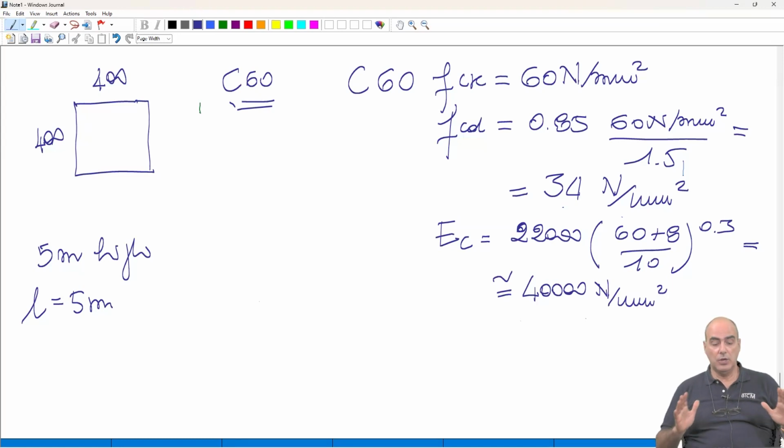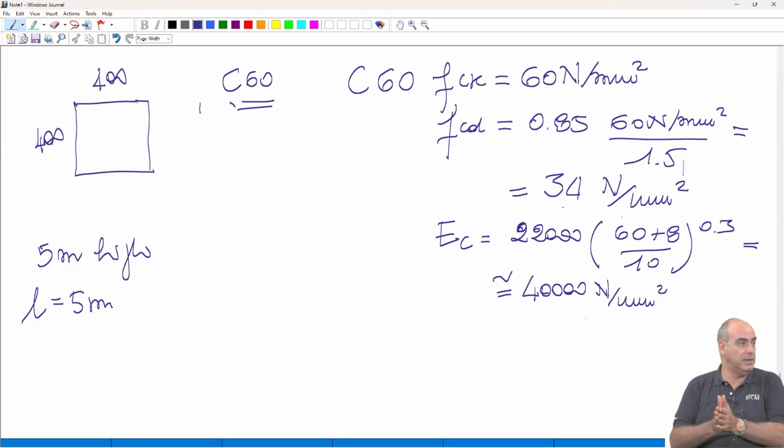Okay. So this column here, do you agree with this number? Well, 68 divided by 10 is 6.8. And 0.3 is close to the cubic root. The cubic root of 8 is 2, so I expect that the cubic root of 6.8 is what? 1.7, 1.8, something like that. 22 times 1.8 is close to 40,000. It's not that.